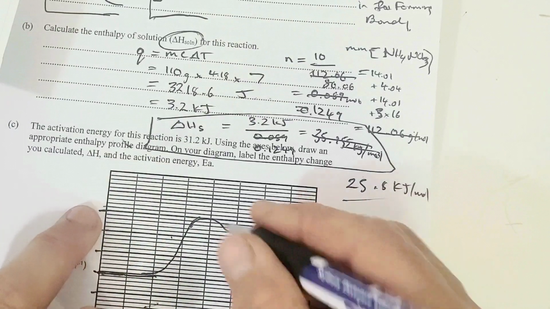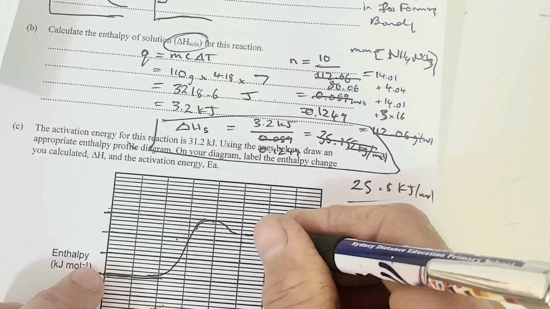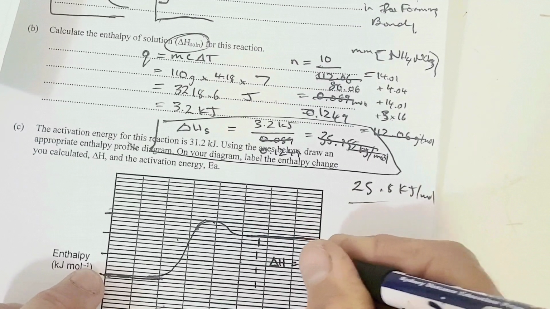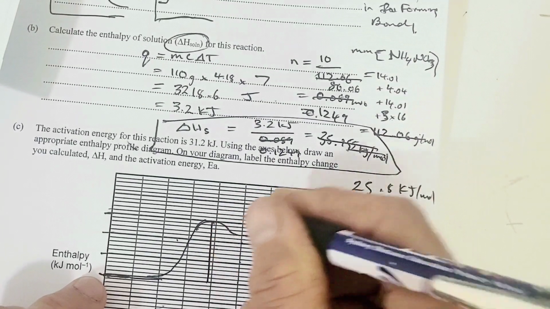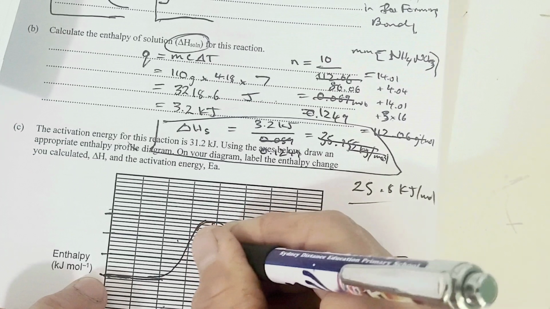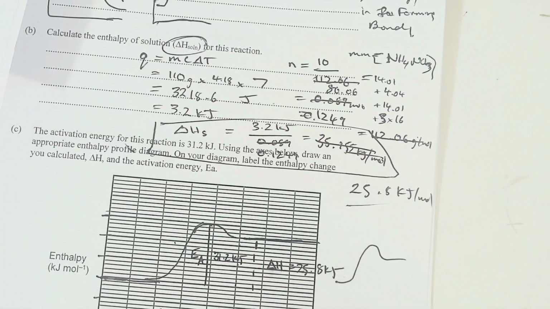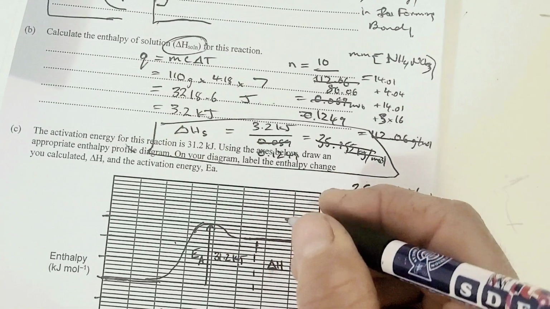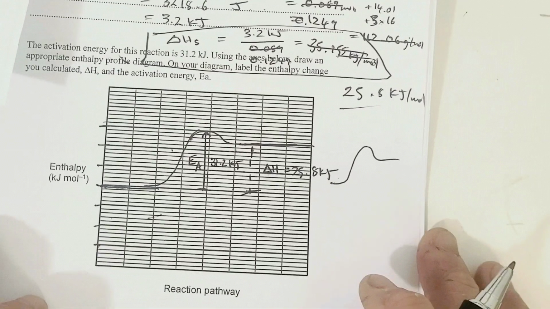And so we're going to label this enthalpy change 25.8 kilojoules, 31.2 as energy of activation. Enthalpy. Like that.